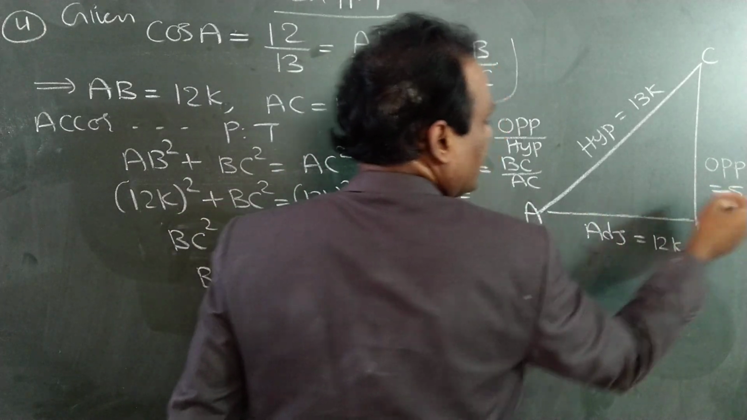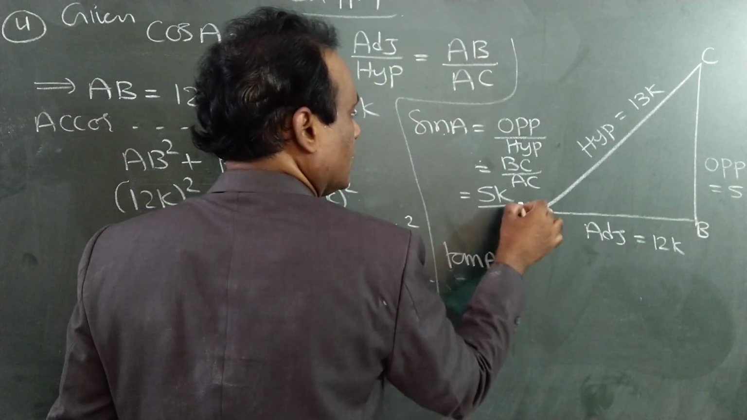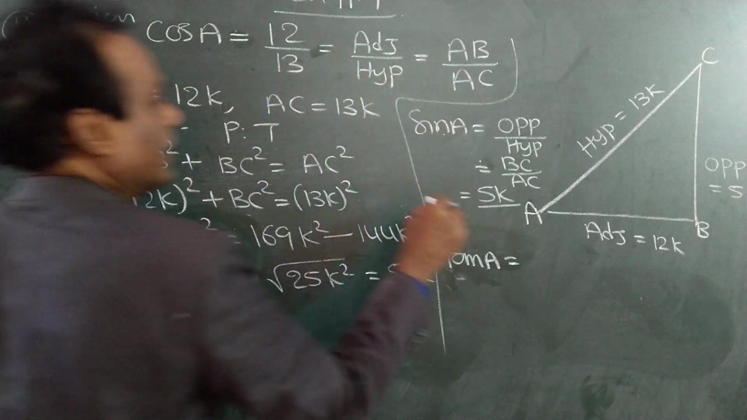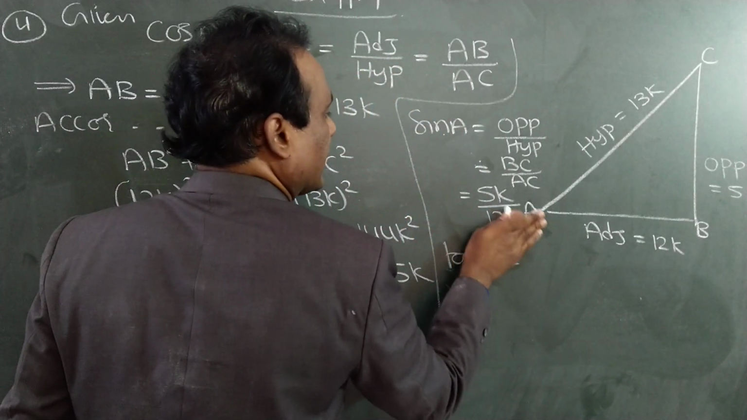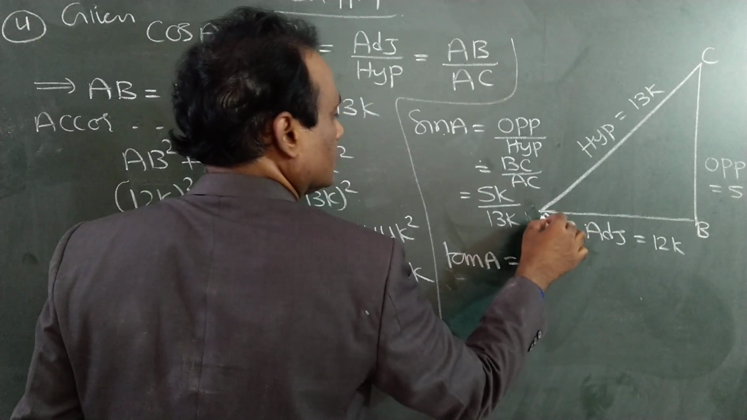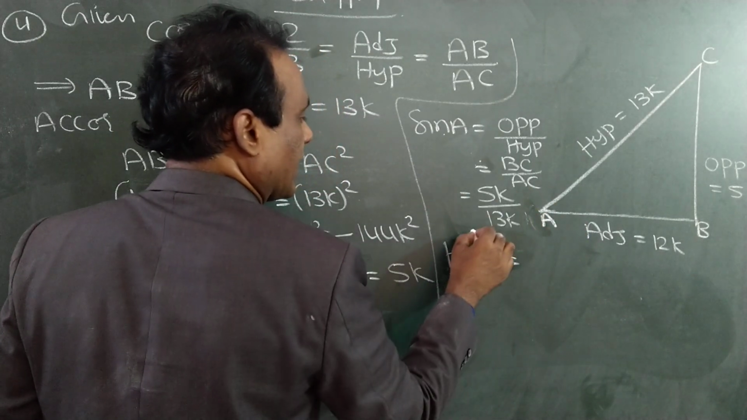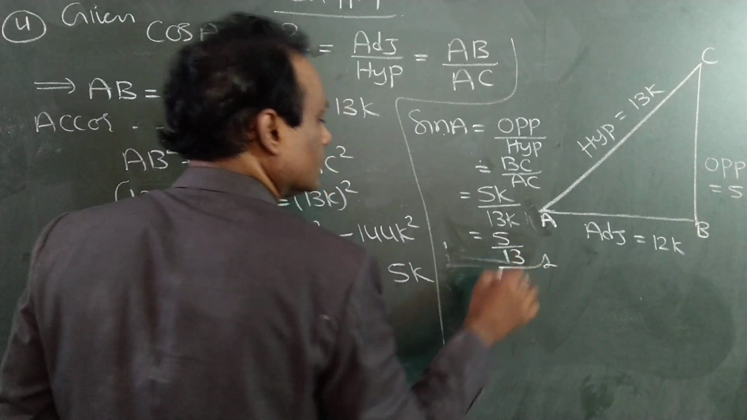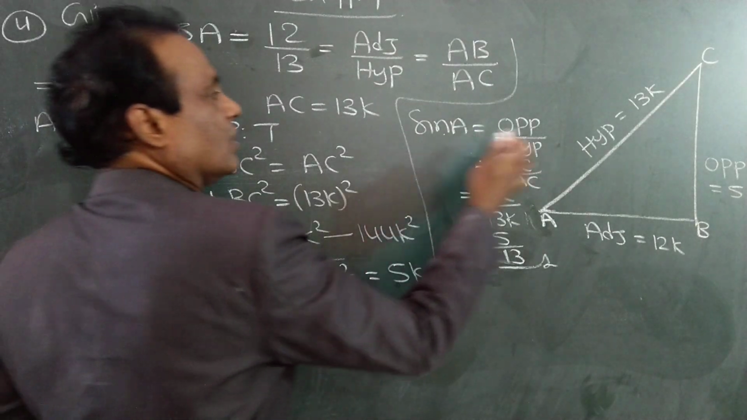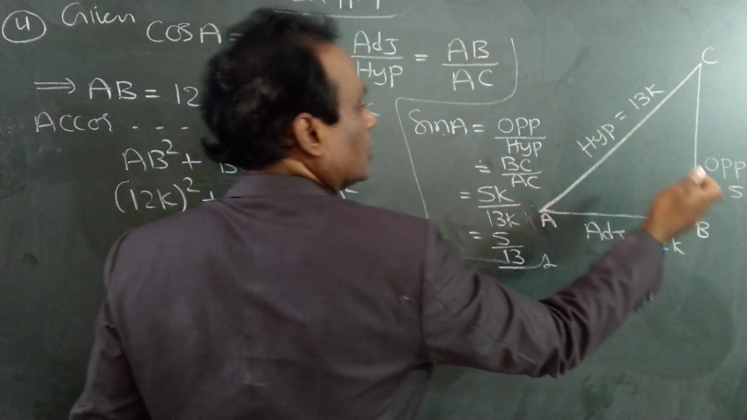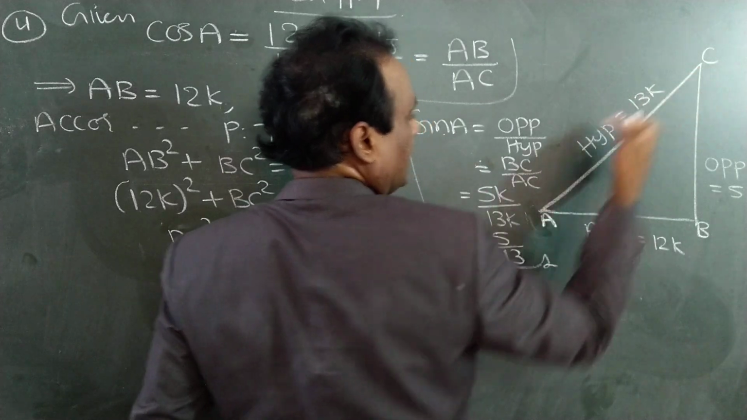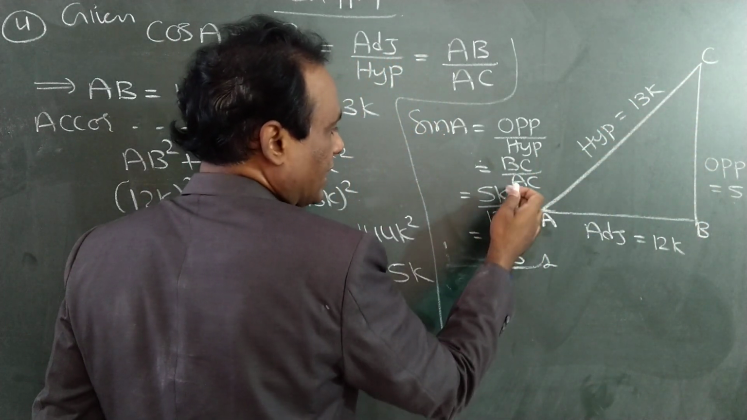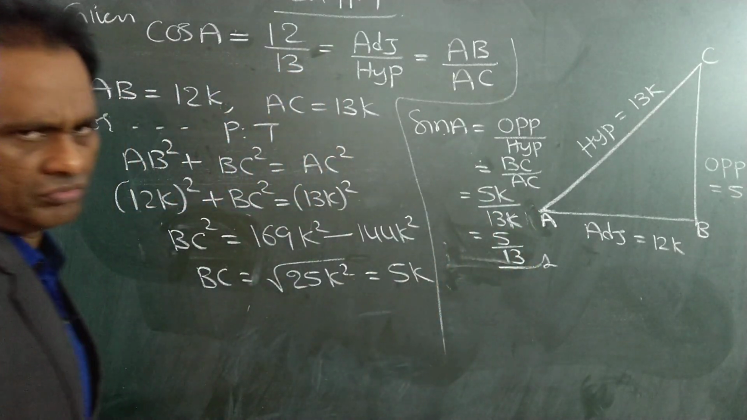So what is BC? Just now we got 5K. AC is already given in the data, 13K. So K, K cancel. Answer is 5 by 13. Sin is equal to opposite by hypotenuse, that is BC by AC. BC is 5K, AC is 13K. K, K cancel, 5 by 13 answer.